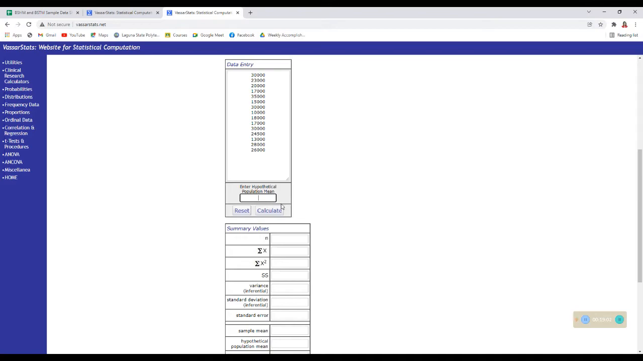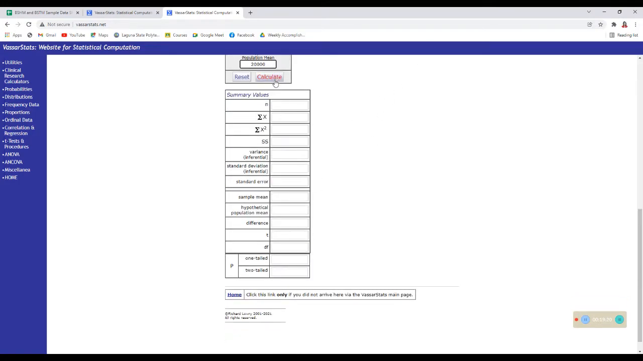Next, enter the hypothetical population mean. So, our hypothetical population mean from earlier is 20,000, right? In our situation. So, let's use 20,000 first. Our hypothesized population mean is 20,000.